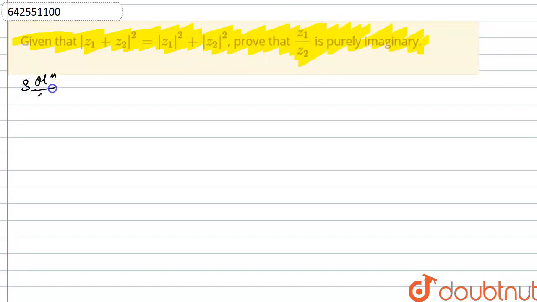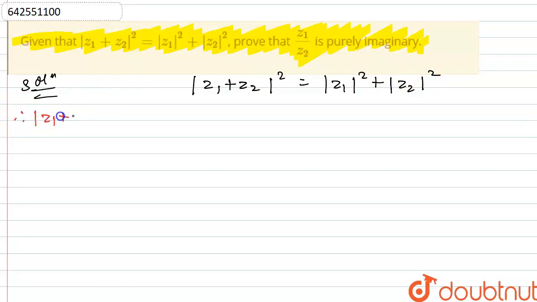Okay, so what we are given is that mod of (z1 plus z2) whole square is equal to mod z1 square plus mod z2 square. What I am going to use here is the property of modulus, that is mod (z1 plus z2) whole square can be written as mod z1 square plus mod z2 square plus z1 z2 bar plus z1 bar z2. And this bar means conjugate of that number.